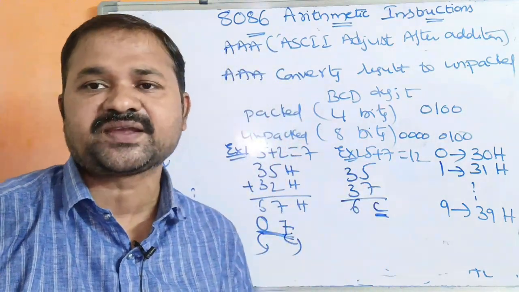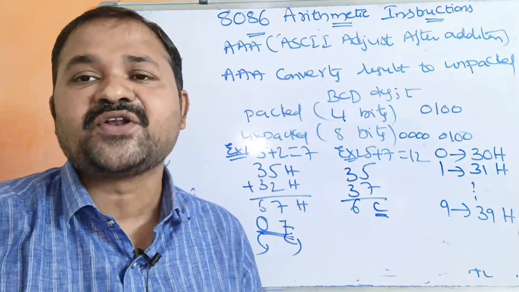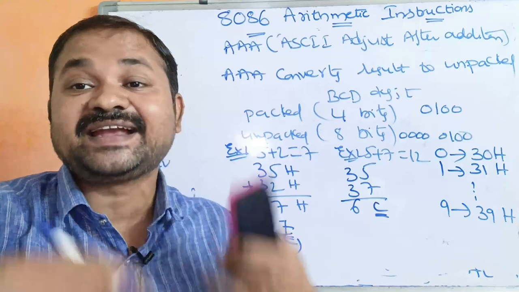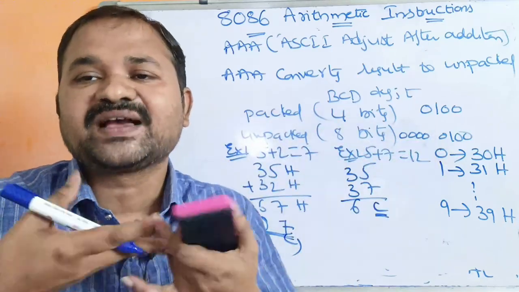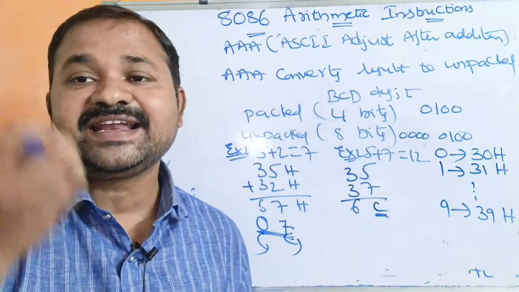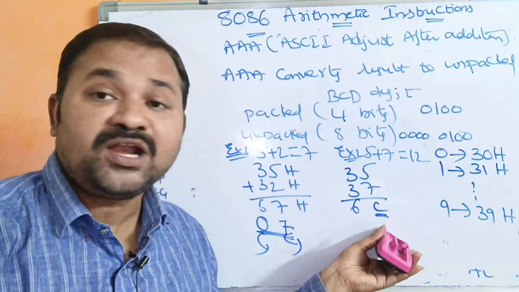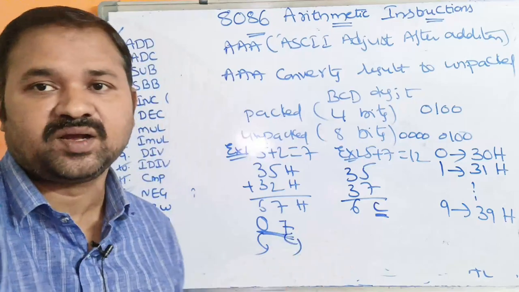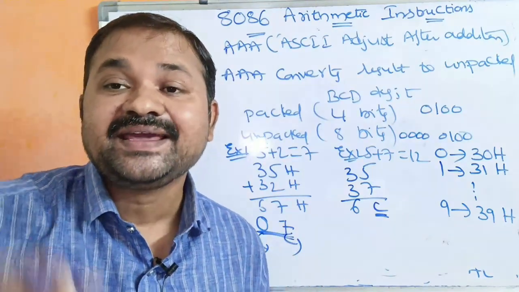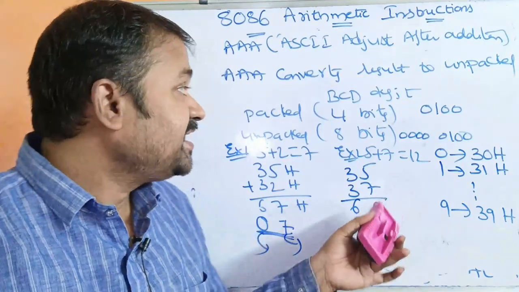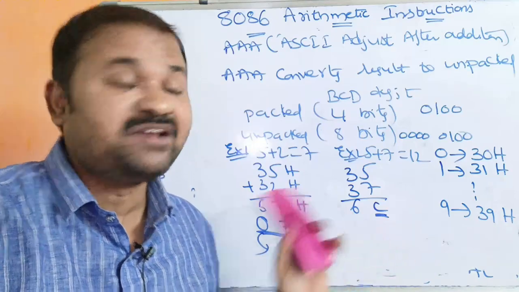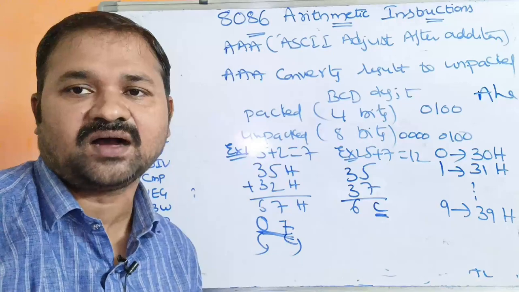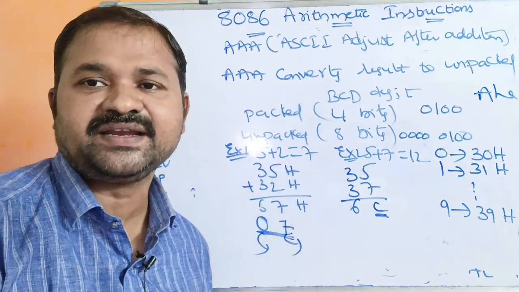Let us see the next point. If the lower nibble is not a valid BCD digit, that means if the lower nibble is greater than 9, or if the auxiliary carry flag is set, then add 6 to the lower nibble, clear the upper nibble, and increment the AH register by 1. Here we are storing the result in AL only, just like DAA, where we also stored the result in AL only.